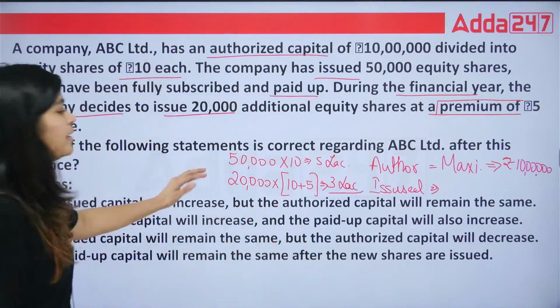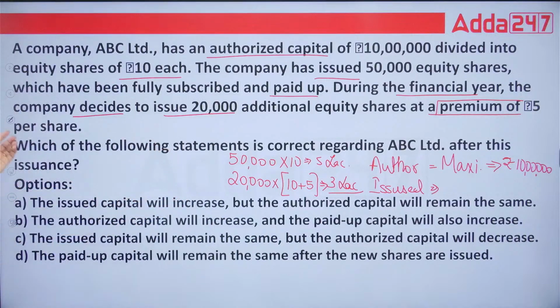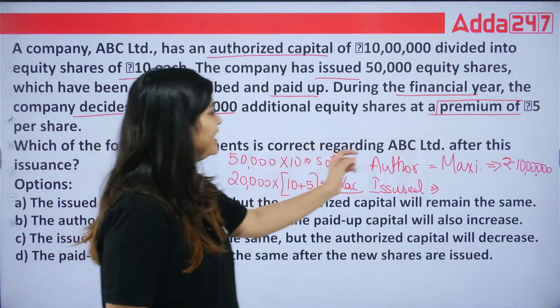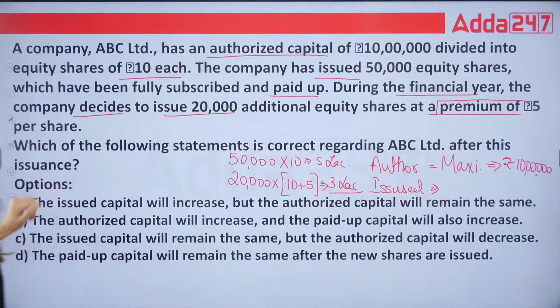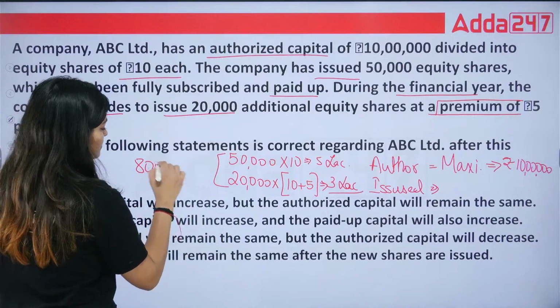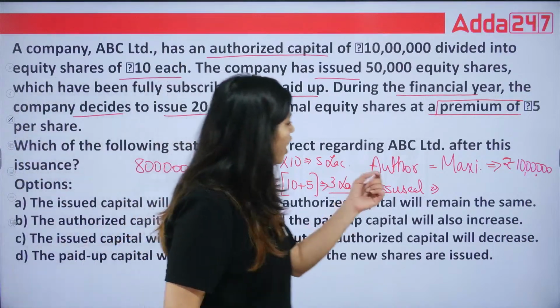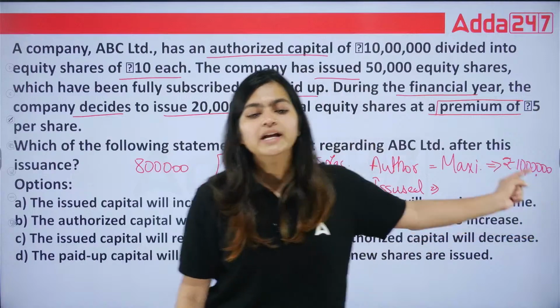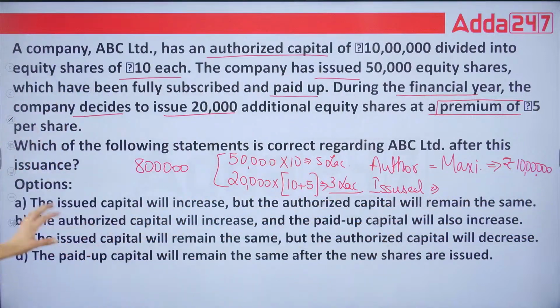Okay, let's go back to our question. In this, what they want, which of the following statements is correct regarding ABC Limited after this issuance? Means total issue is how much? 8 lakh. Correct? And your authorized maximum capital is how much? 10 lakh. So as per this, which statement is correct?